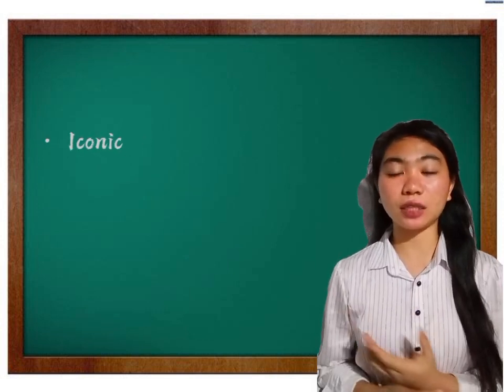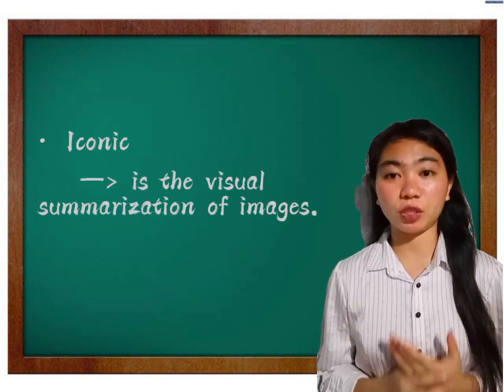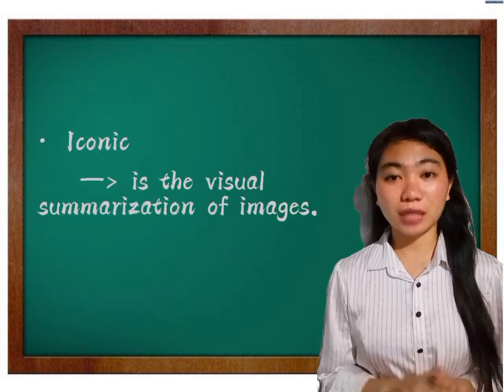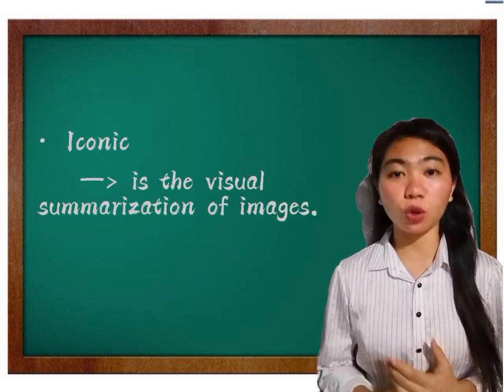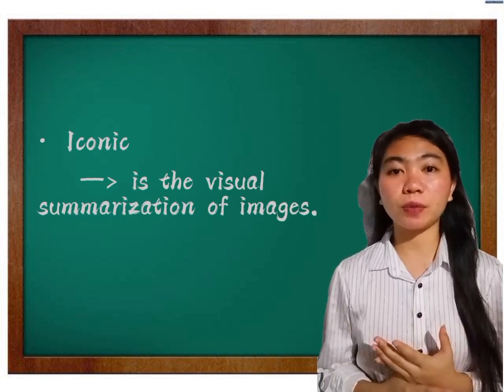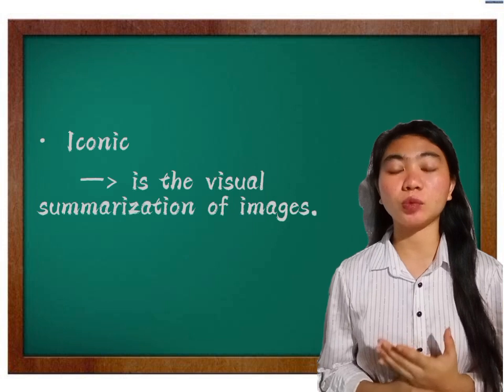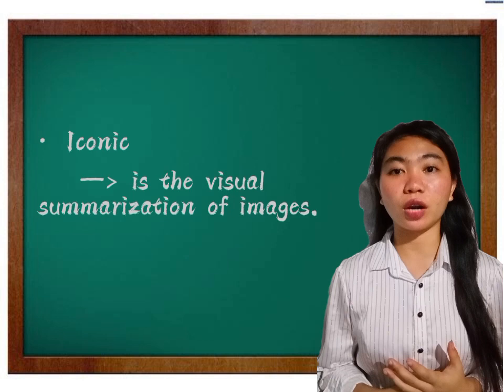Second is the iconic, which is the visual summarization of images. The iconic stage appears from 1 to 6 years old. This stage involves an internal representation of external objects visual in the form of a mental image or icon.